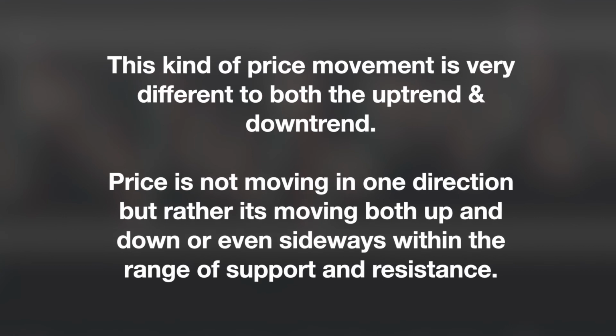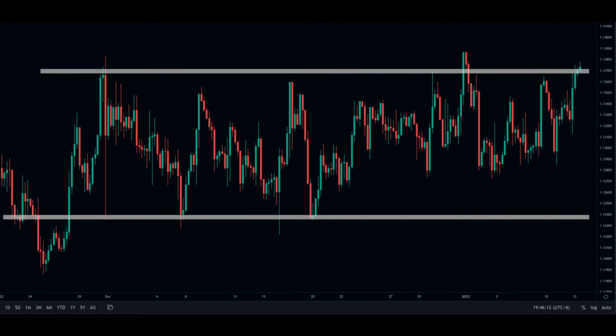This kind of price movement is very different to both the uptrend or downtrend. Price is not moving in one direction, rather it's moving both up and down or even sideways within the range of support and resistance. Eventually price will break outside of the range and often return to test the upper or lower range boundary. If price breaks out to the upside, it will often come back to retest the upper side of the range boundary before continuing in an uptrend. And if price breaks out to the downside, it will often come back to retest the lower side of the range boundary before continuing in a downtrend.